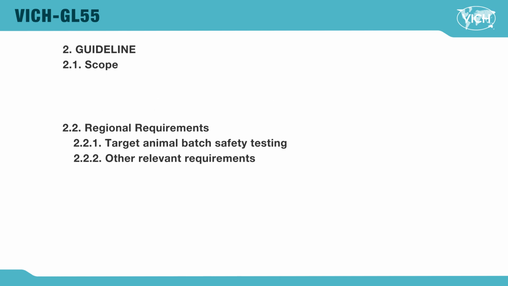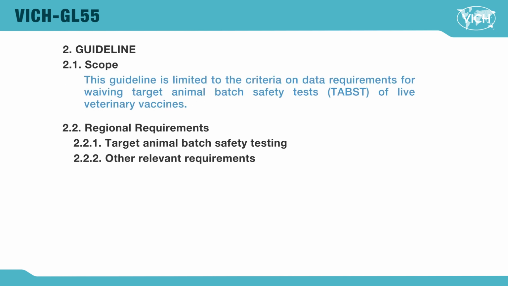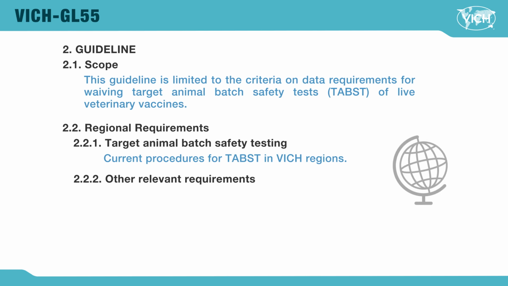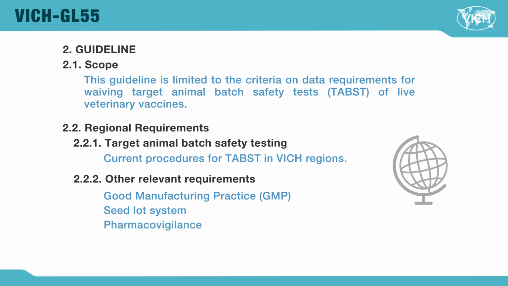2.1 Scope. This guideline is limited to the criteria on data requirements for waiving target animal batch safety tests of live veterinary vaccines. 2.2 covers regional requirements, while 2.2.1 explains the regional differences in requirements of TABSTs. 2.2.2 explains the other relevant requirements, which are GMP, seedlot, and pharmacovigilance systems for manufacturing control and early detection of safety problems.